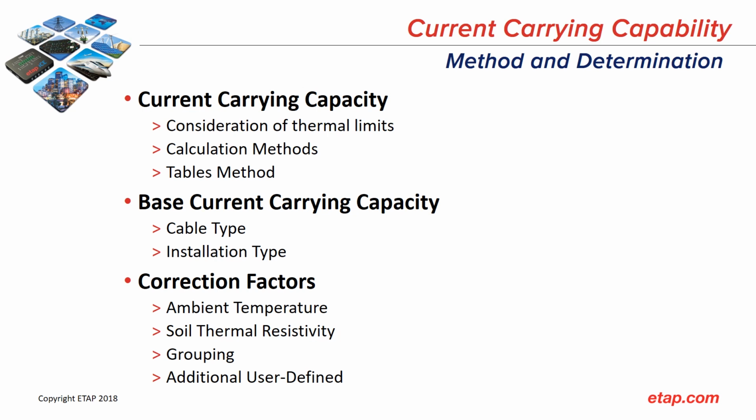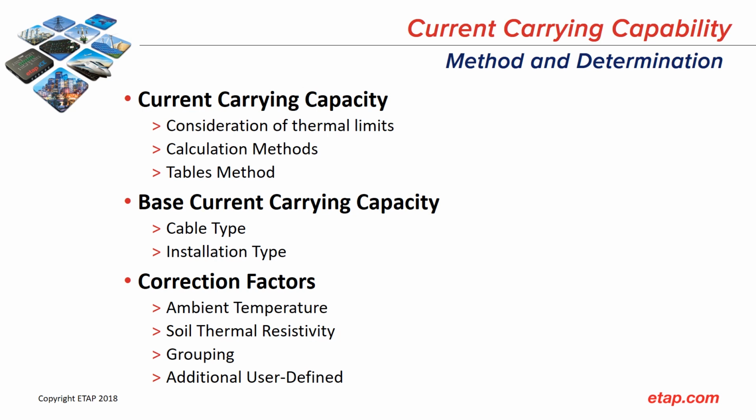The table-based method uses a correction factor concept in which the base capacity value is multiplied by all the applicable correction factors pertaining to the cable installation and operating conditions of the cable and its surrounding medium. Each standard provides a base capacity value based on the cable type and the specific installation type. Correction factors, which are used to account for the differences in the actual cable installation and base conditions, are also specified by the standard.